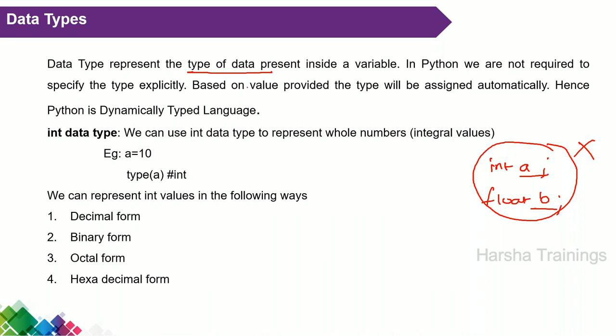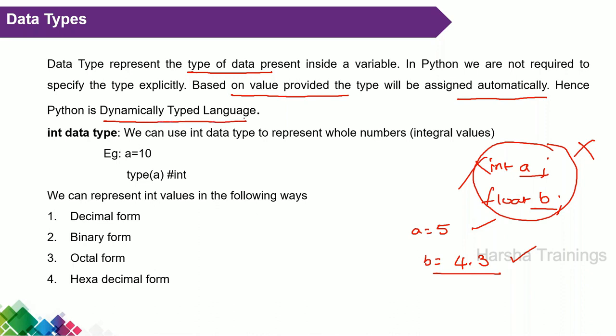Based on the value provided, the type will be assigned automatically. For example, if I write a is equal to 5, a automatically becomes an integer variable. b is equal to 4.3, b becomes a float variable. No need of any declaration. So that is the reason we already discussed that Python is a dynamically typed language.